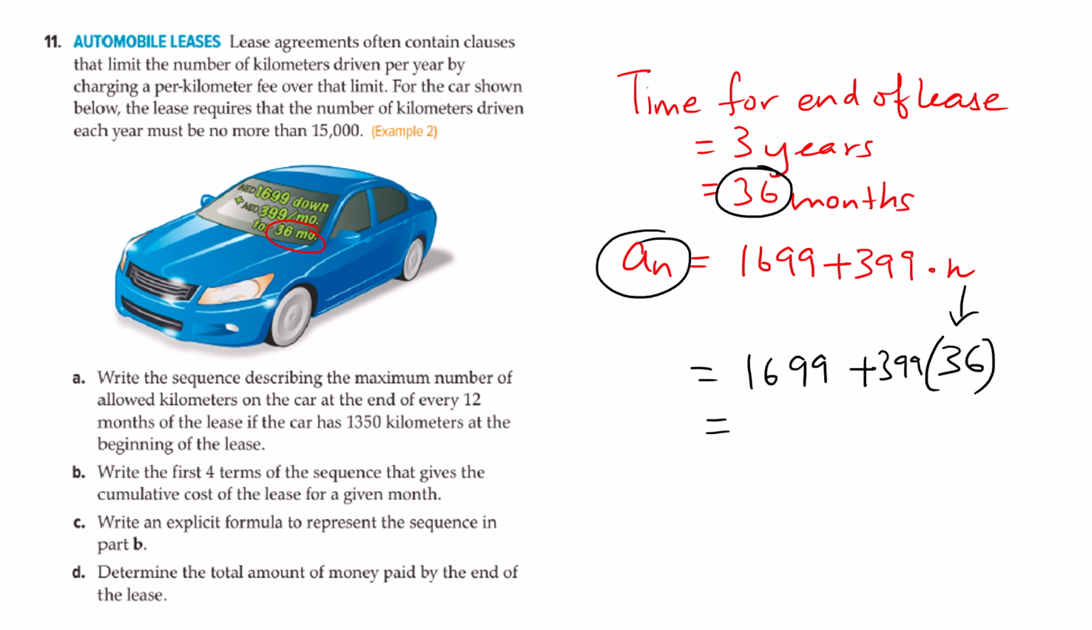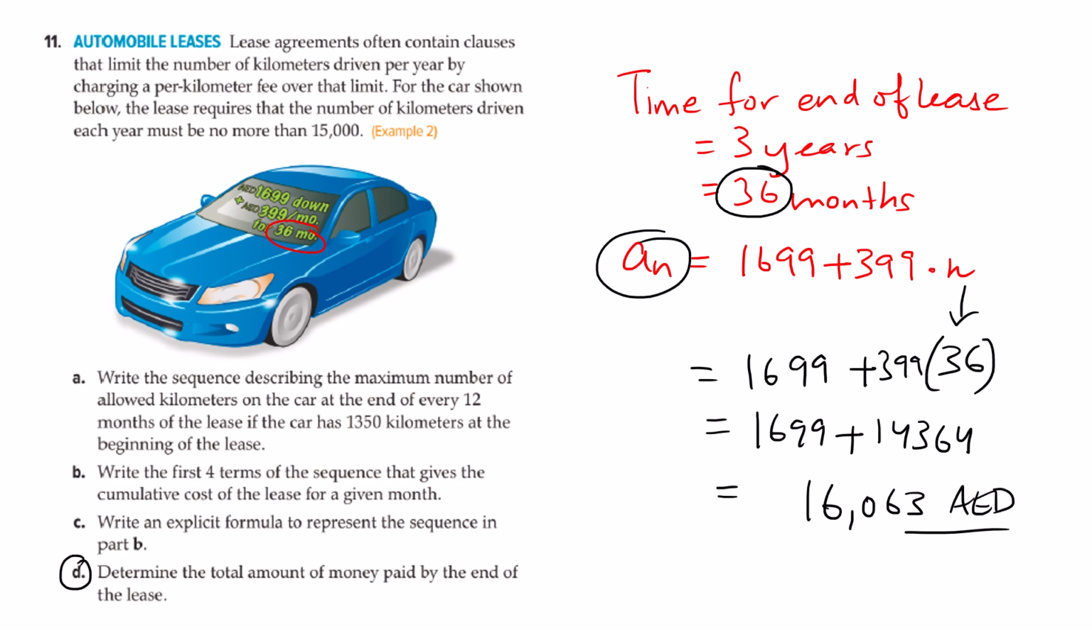Use your calculator. It's going to be 1699 plus 14364. So the total cost will come out to be 16063. So this is the final answer for part D, where you get the total amount of money that you pay at the end of the lease after 3 years or after 36 months.